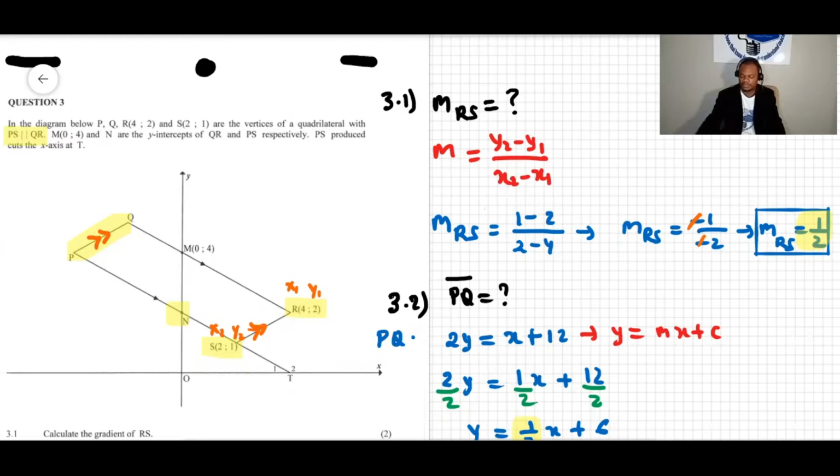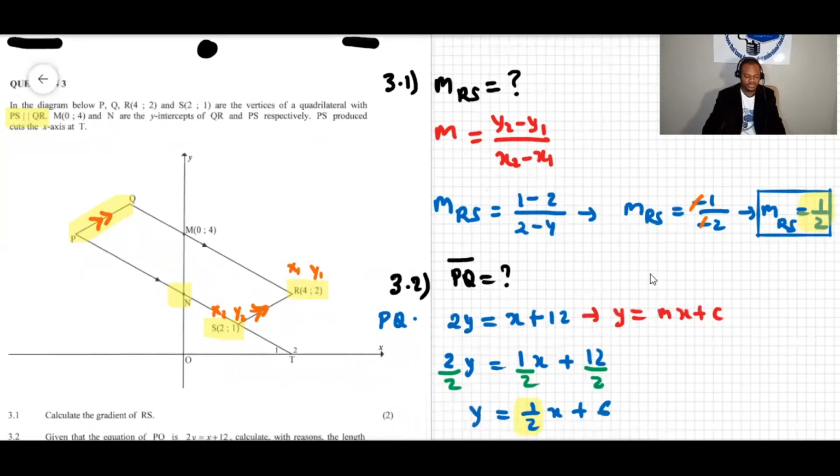Well, we have question 3 here. It says in the diagram below, P, Q, R, and S are the vertices of a quadrilateral with PS parallel to QR. M and N are the y-intercepts of QR and PS respectively. PS produced cuts the x-axis at T. Now, in the previous video, we did question 3.1 all the way through question 3.4.